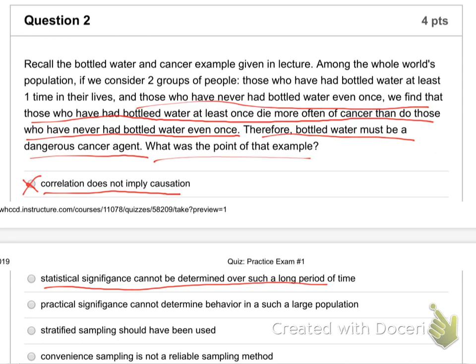Remember what was causing them both? What was the hidden variable? There's different ways you can say it. It was like age of death. The people that never had bottled water usually also don't have good nutrition. They die young, so they didn't even have a chance to get cancer. Remember that whole thing. So correlation: just because two things are connected doesn't mean one's causing the other.